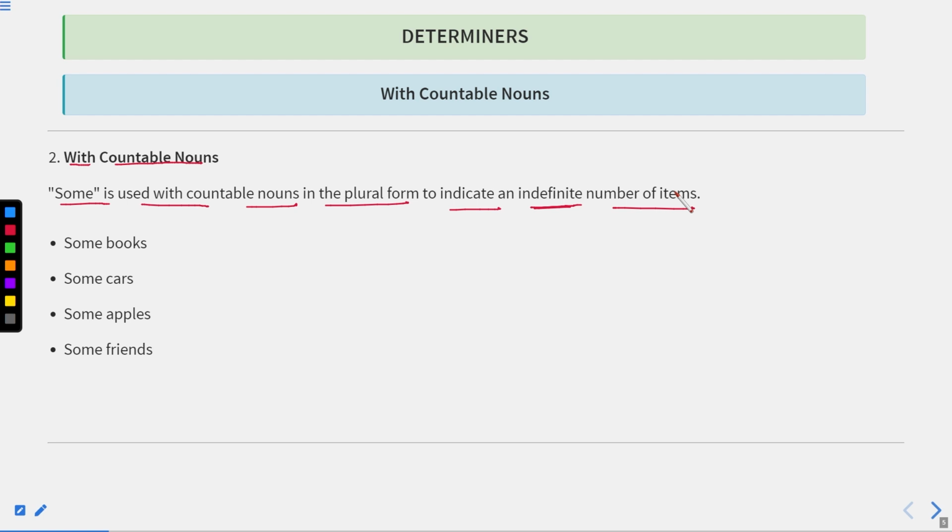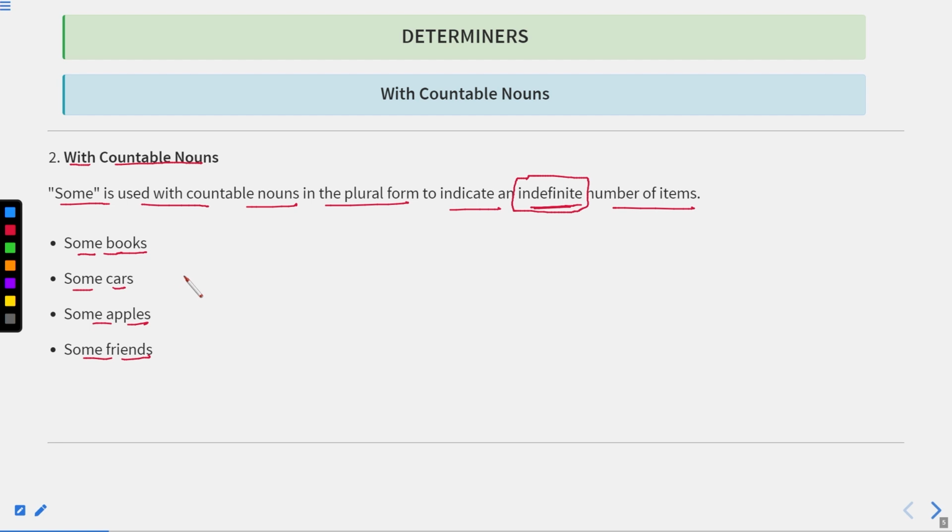Okay, so that number is known as indefinite number, where you cannot say the exact number of anything. So we can say some books, some cars, some apples, some friends, etc. Now let us move to the next part of it. The only thing you should remember over here is that we are talking about books.